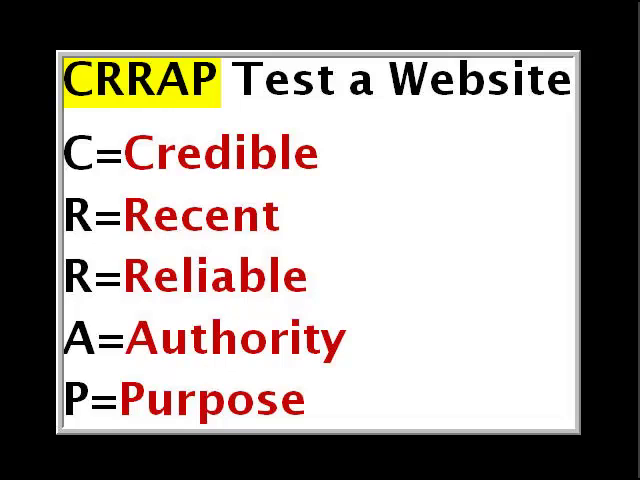Okay, here is an easy way to remember what to look for on a web page. CRAP. It stands for Credible, Recent, Reliable, Authority, and Purpose. We will apply the CRAP test to one quality source and one that is not a quality source so you can see what to look for.